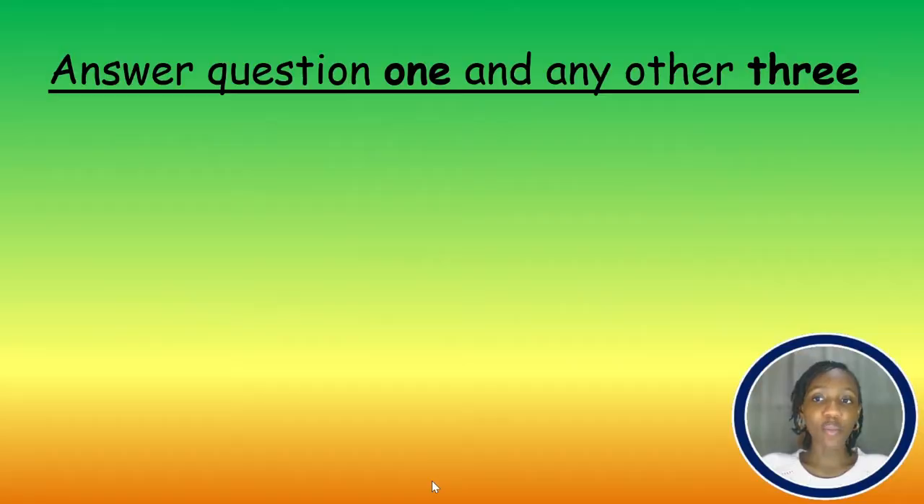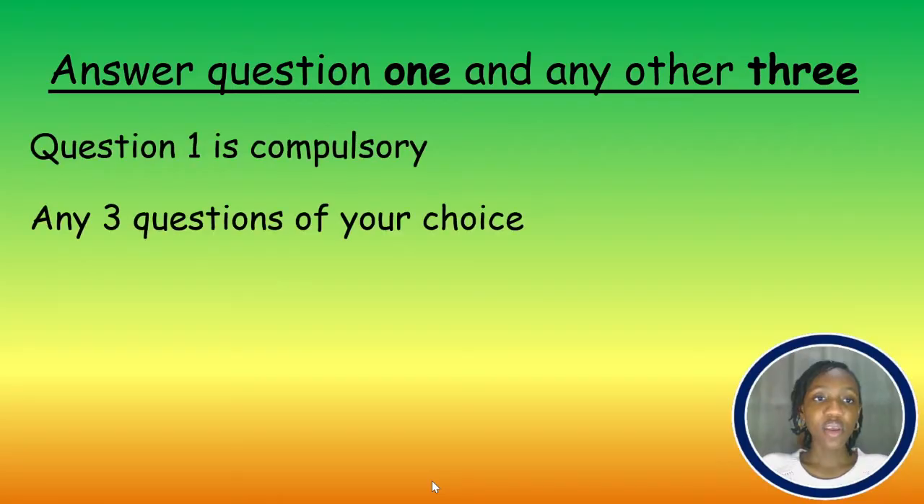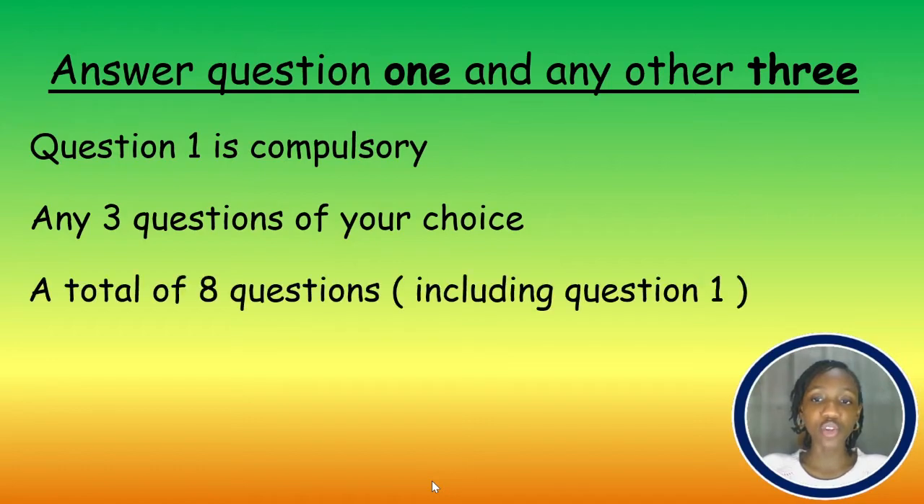For any exam, always read your question. At the beginning of the practical geography paper, this is the first thing you're going to see: Answer question 1 and any other 3. This means that question 1 is compulsory and you have to answer any other 3 questions of your choice. In total, we have 8 questions, including question 1, the compulsory one. So you can pick question 1 and 3 other questions from the remaining 7.